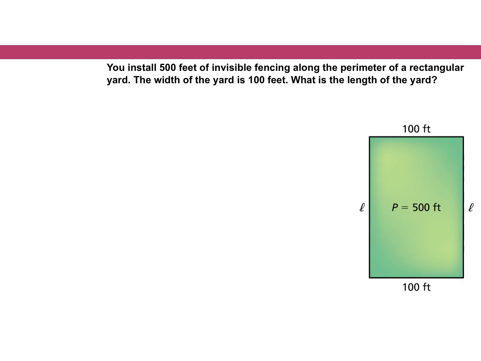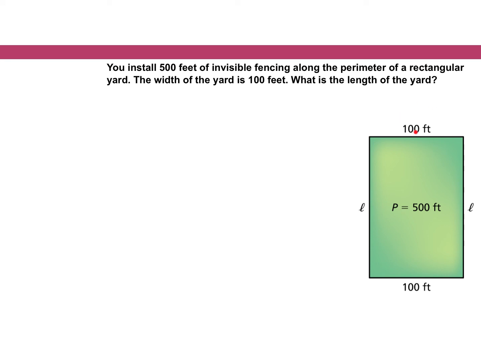Now for your favorite part, example 4 is our story problem. So example 4 says, you install 500 feet of invisible fencing along the perimeter of a rectangular yard. The width of the yard is 100 feet. We want to know what is the length of the yard. So you can see right here in the drawing, our perimeter is going to be 500 feet.